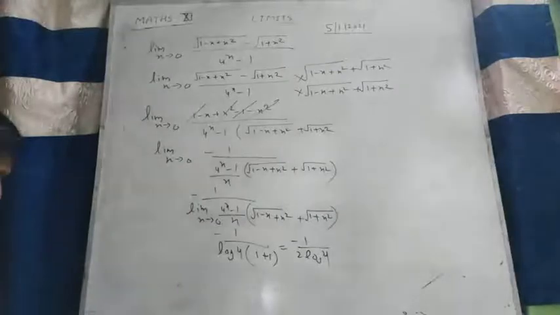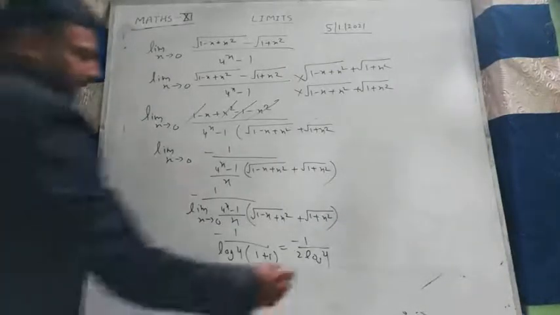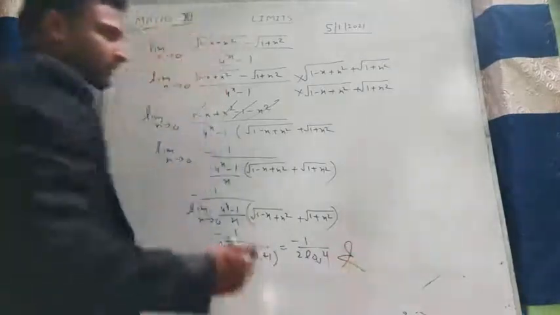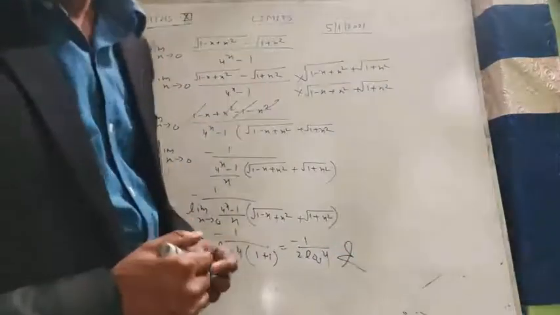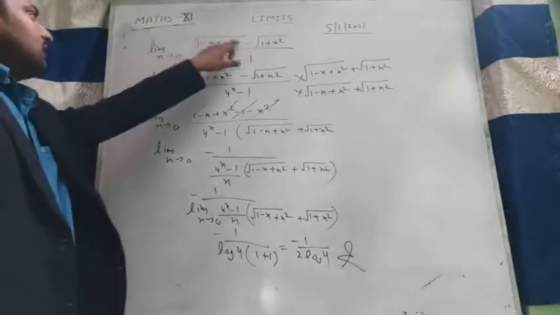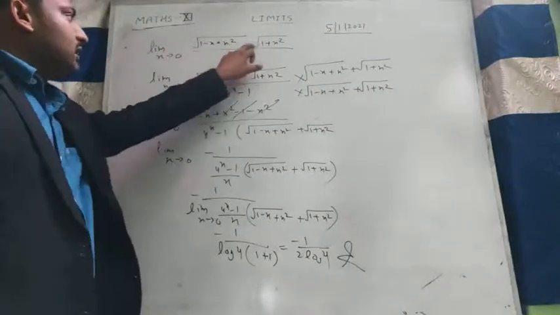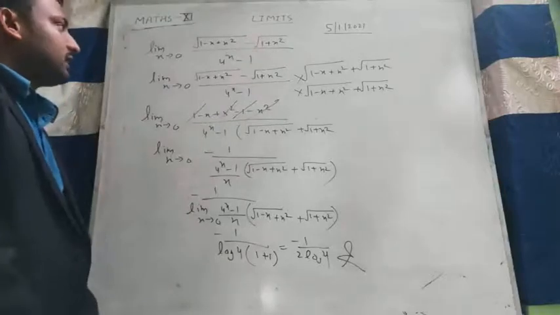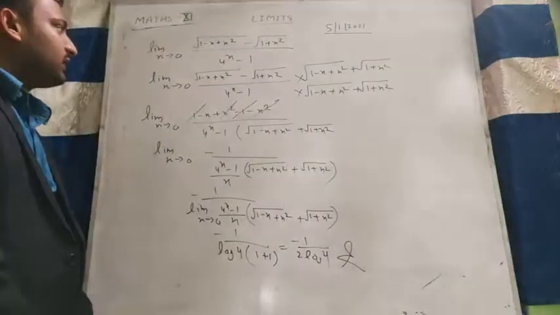So we are getting minus 1 by 2 log 4, and this will be our required result. I hope you understand, students. Let's see once again. This is limit x tends to 0 of under root 1 minus x plus x square minus root 1 plus x square, divided by 4 to the power x minus 1.